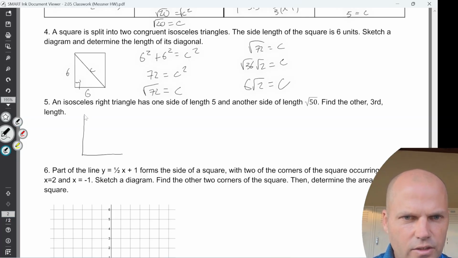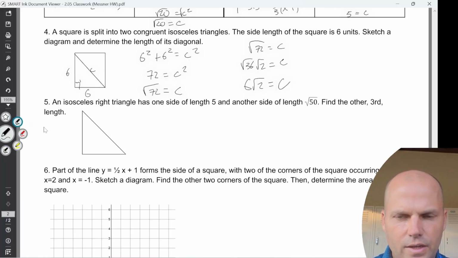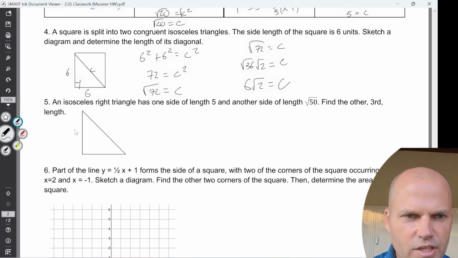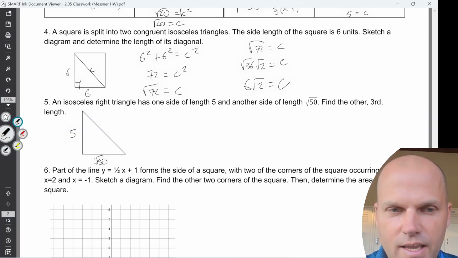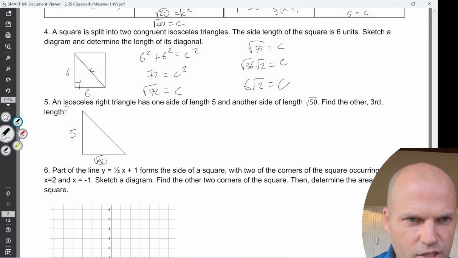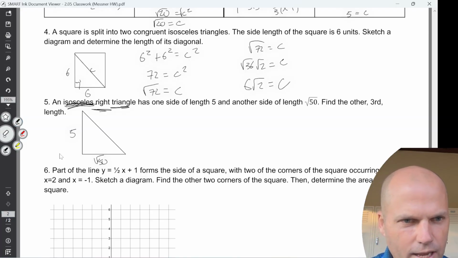An isosceles right triangle has one side length of 5 and another side length of root 50. Find the other, third length. So this is interesting, like which one is 5? The leg cannot be 5 and the other leg be root 50, because it is an isosceles right triangle. So we really have two options that we have to consider.